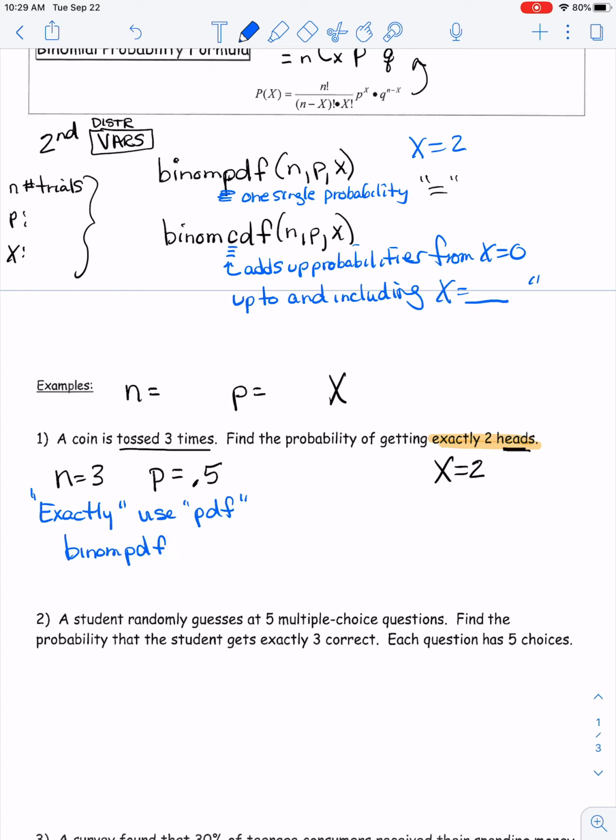Okay, so we'll do second vars, go down to binomial PDF. The number of trials is 3. That's how many times you do something. Probability of success is 0.5, and then your X value is a 2. If you push that in there, you should get an answer of 0.375. So that's the probability of getting exactly 2 heads when you toss 3 times.